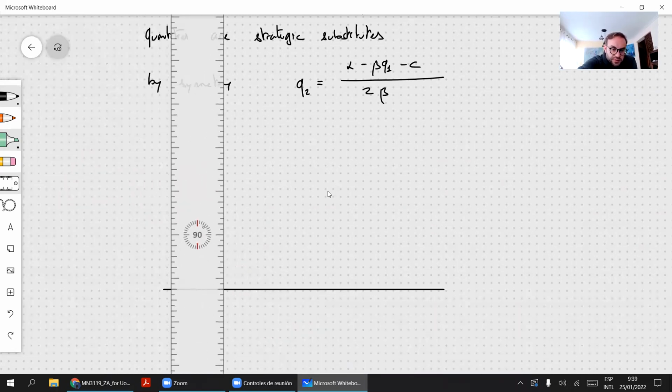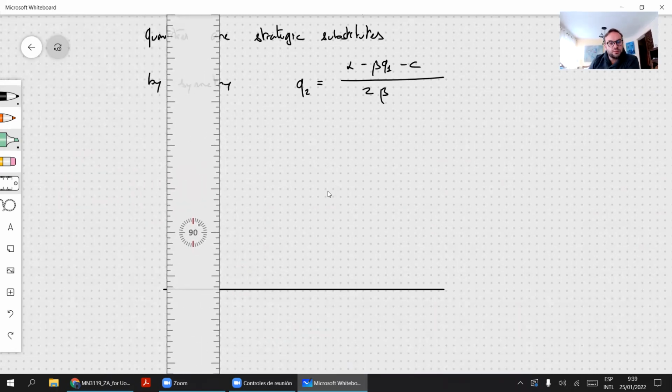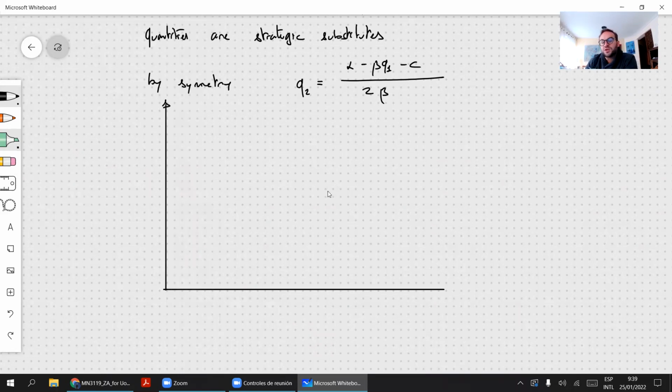So this is the space. In the space, I'm always drawing the strategic variables, right? So this is the decision variable of the firm. And this is something that I see often when I correct micro exams, that there is a confusion on which one is the strategic variable.